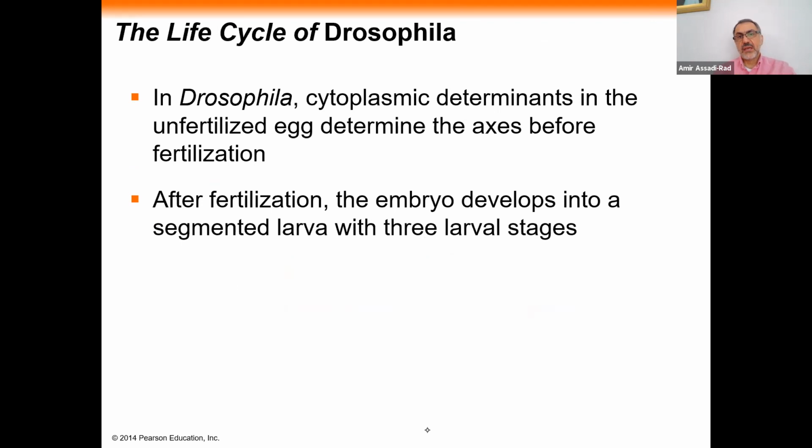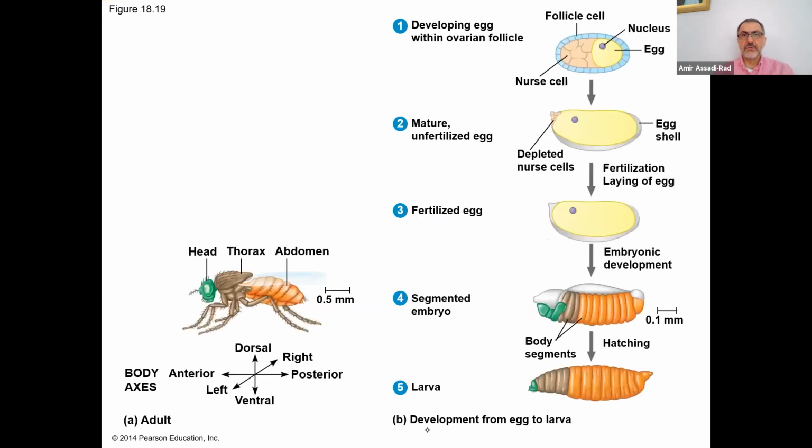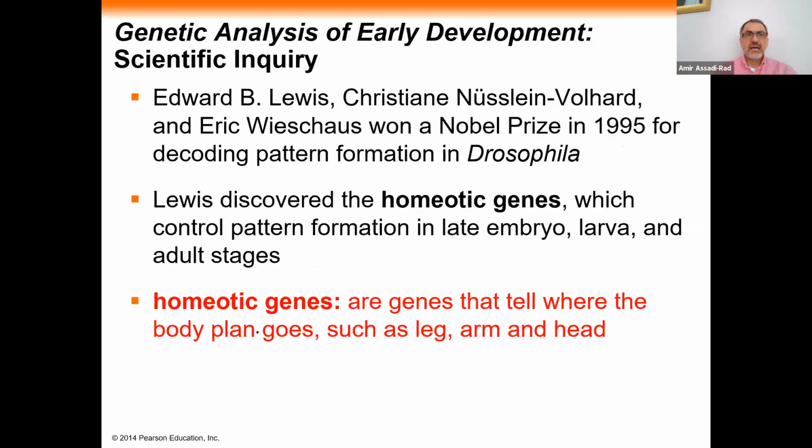After fertilization, the embryo develops into segmented larvae, right here. So here you have an egg, and we talked about the nurse cells. The nurse cells go to that one end, and the egg is here, and eventually this becomes the anterior of the animal, because of these nurse cells, and this becomes the posterior of the animal. You have the anterior here and the posterior right there.